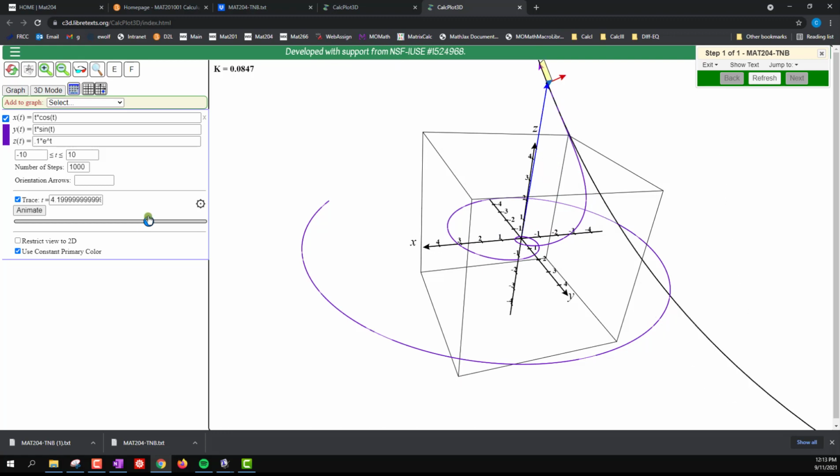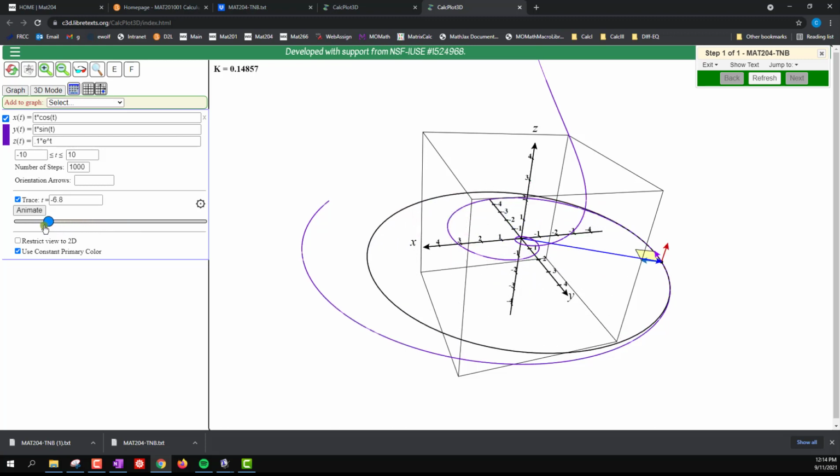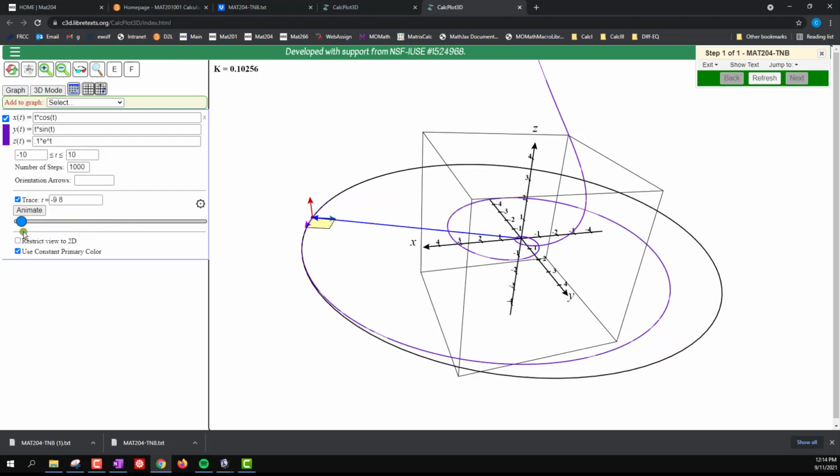Notice that as my curvature gets smaller, the radius of the oscillating circle gets larger. Likewise, as my curvature gets larger, there it is at 0.6, the radius of my oscillating circle gets smaller. And notice about here, the curvature is about as big as it gets, and that's where the radius of that oscillating circle is the smallest. So again, folks, pause the video and play around with that, and then we'll get back to it.